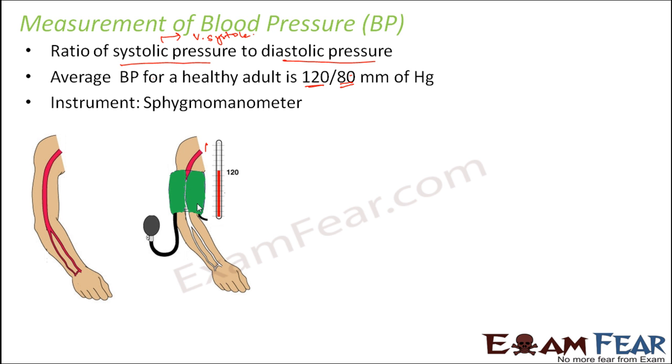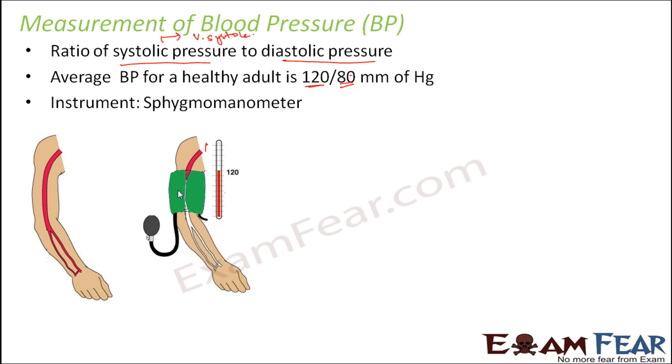Now at peak pressure, the blood flow is due to the ventricular systole, because when you press it very hard, the blood vessels also tend to contract, and as a result it is the systole phase. So this pressure is the systolic pressure. But when you release the band, what happens?